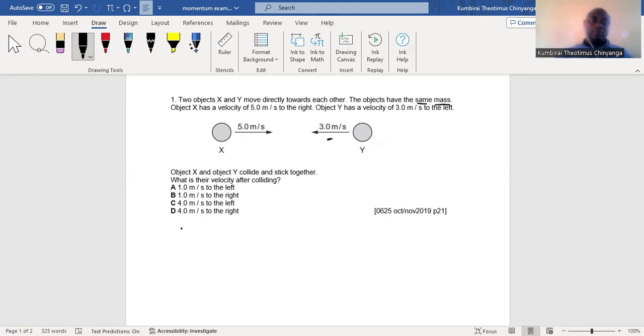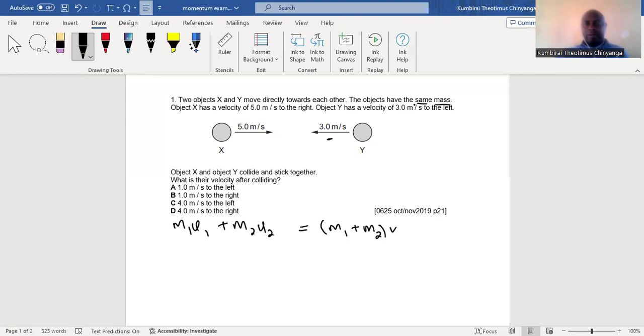In example one, the two objects collide, and they are shown in the diagram. They collide and they stick together. So the applicable equation is the one in which they stick together. The first thing when solving a problem is to write down the applicable equation and then to substitute into the equation.